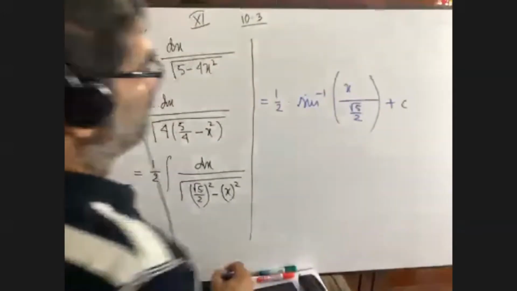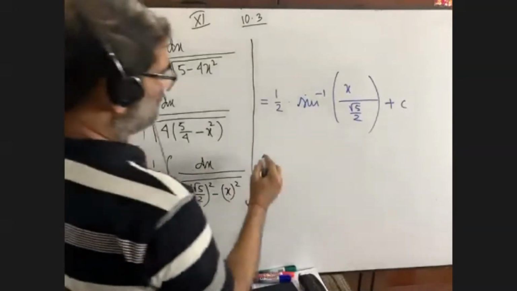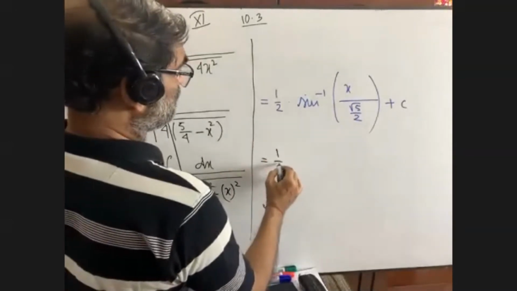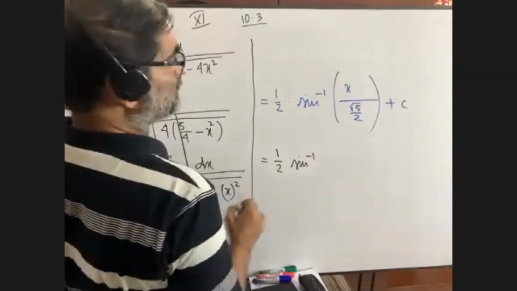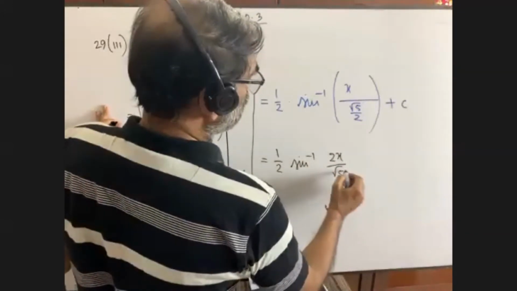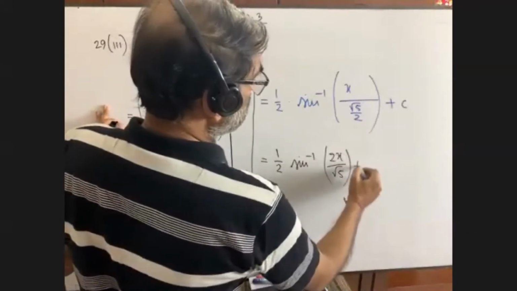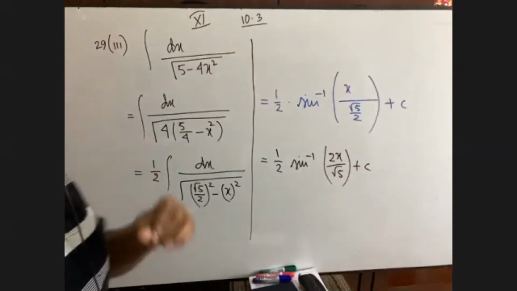Have you got it? Now you have to maintain the formalities only. Nothing is left here. That is half sine inverse 2x by root 5 plus c, and math is done. Have you got it or not? Talk to me.